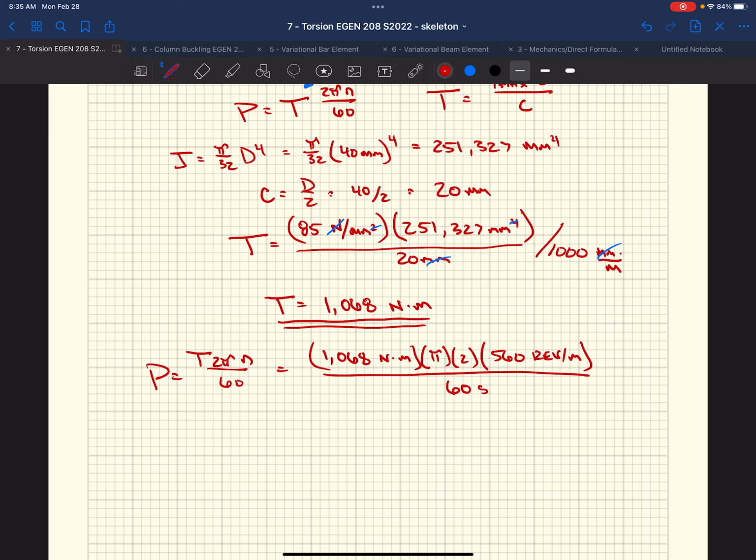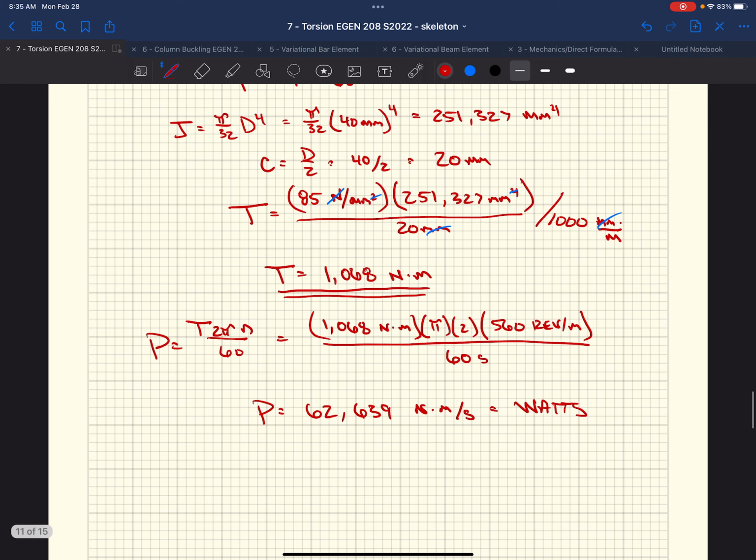So what does that get us? Well, that tells us the power in watts is 62,639 newton meters per second, and we know that is the unit of watts. So here, if we divide by 1,000, we'll get our typical units of 62.6 kilowatts.